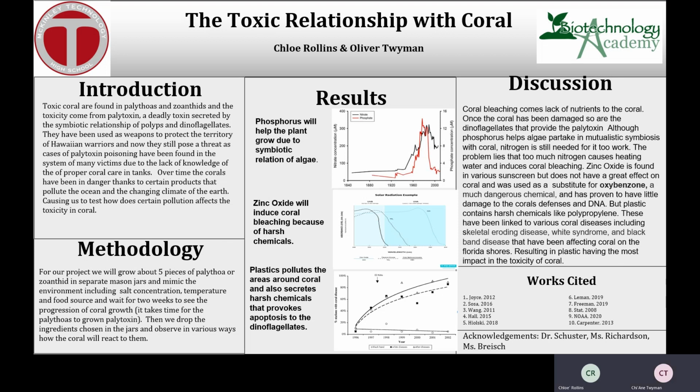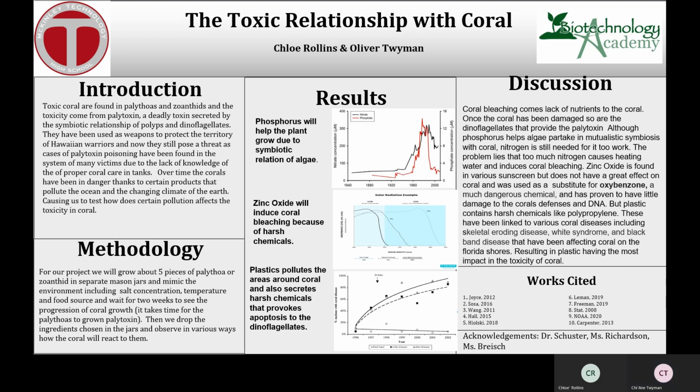So for our project, we will grow 5 pieces of polythoas or zoanthid in separate mason jars and mimic the environment, including salt concentration, temperature, and food source, and wait 2 weeks to see if the progression of coral growth has changed. It takes time for the polythoas to grow polytoxin. Then we drop the ingredients chosen in the jars, and observe various ways of how the coral will react to them.